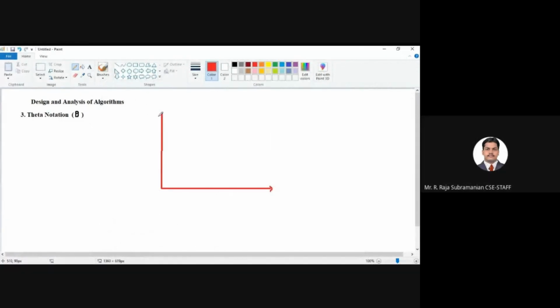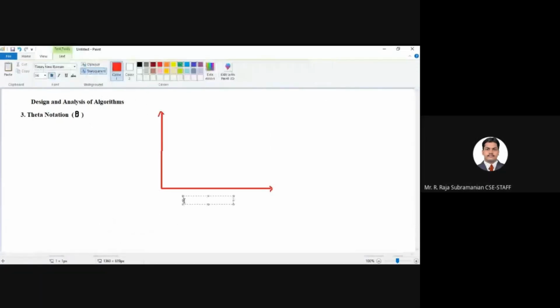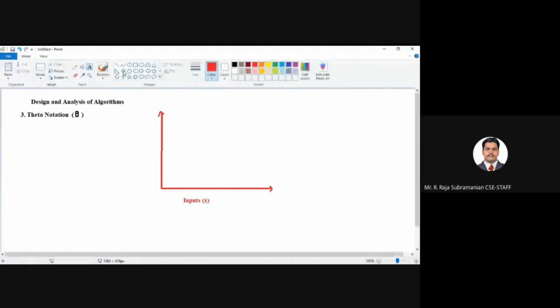I'll write that. So the x-axis is nothing but inputs. We denote it as x. And the y-axis is time or space, time complexity or space complexity, whichever one I'll be trying to model out. So I name it time or space.